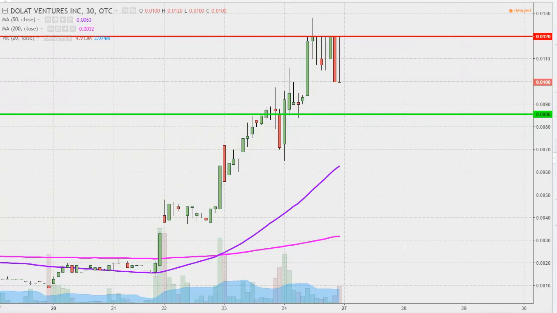All in all, though, very nice day, very nice week in and of itself. So it'll be interesting to see if the bulls can continue to build upon this momentum or not.